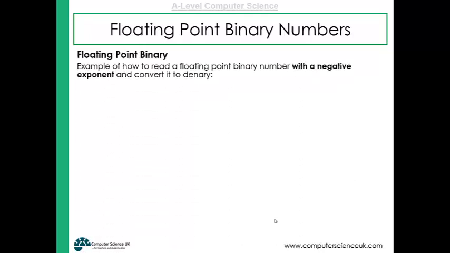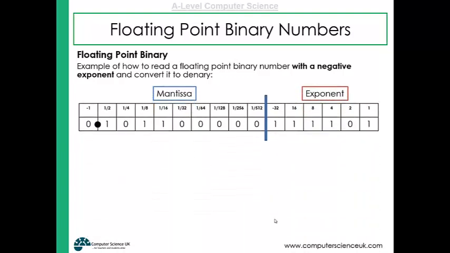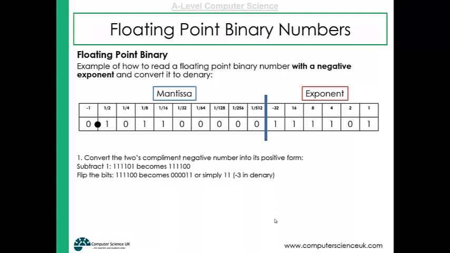Let's have a look at another example, but this time a negative exponent. So we've got our mantissa, we've got our exponent, it is in 2's complement. You can see that it is negative because the leftmost bit is 1. So we convert 2's complement of that negative number into its positive form, so we know what we're dealing with. So 111101. If we were to subtract 1, would become 111100. And then if we flip the bits, we end up with 000011, which is 3. Well, it's still negative, so it's minus 3.